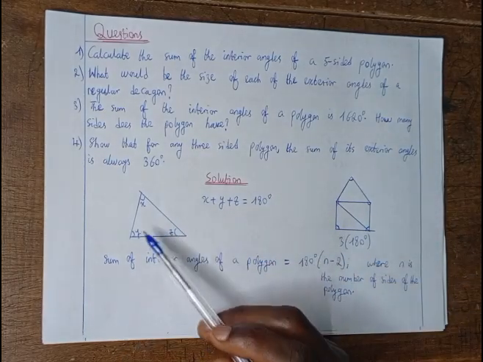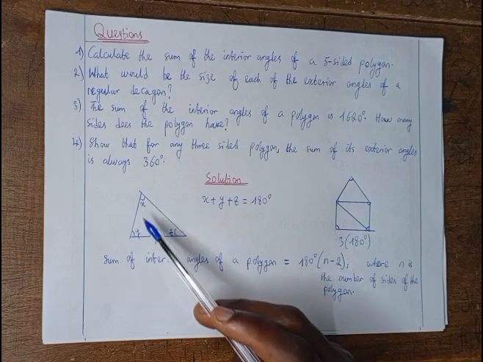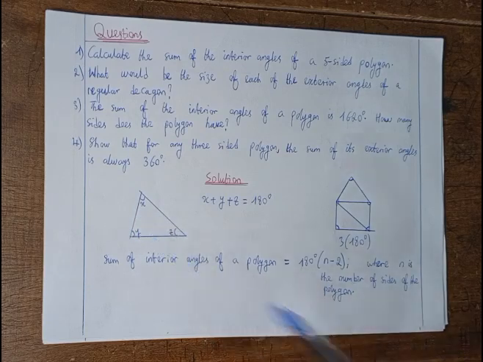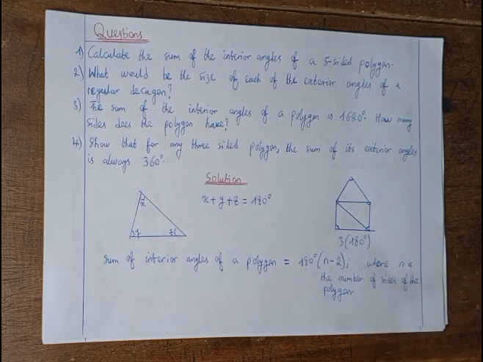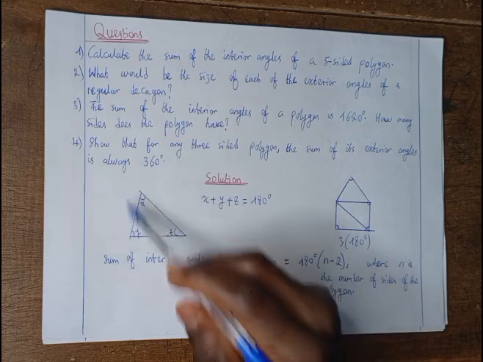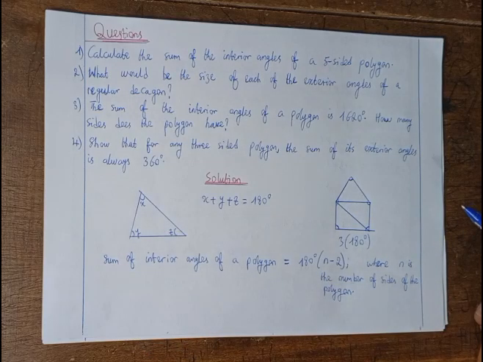You can see, for example, if we take our triangle, a triangle has 1, 2, 3 sides. If we replace n here with 3, 3 minus 2 gives us 1. 1 times 180 degrees gives us 180 degrees, which is the sum of the interior angles of a triangle.